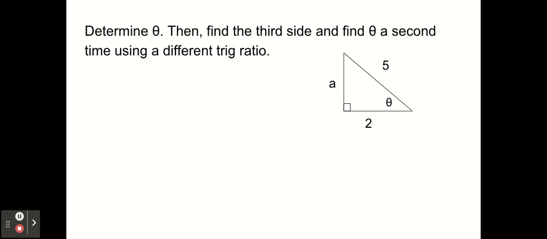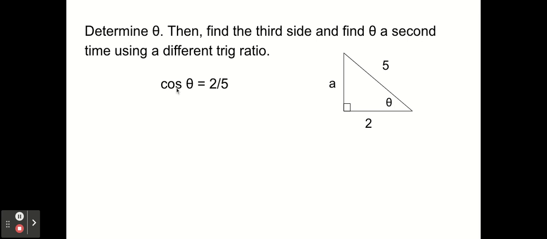So let's find theta. Well, first I have to figure out the trig I need. Well, here's theta. I have adjacent and I have hypotenuse. So which trig function relates adjacent and hypotenuse? Cosine. So cosine of theta equals adjacent divided by hypotenuse. Well, now look at this. We have a wonderful trig equation. And I want access to this theta.